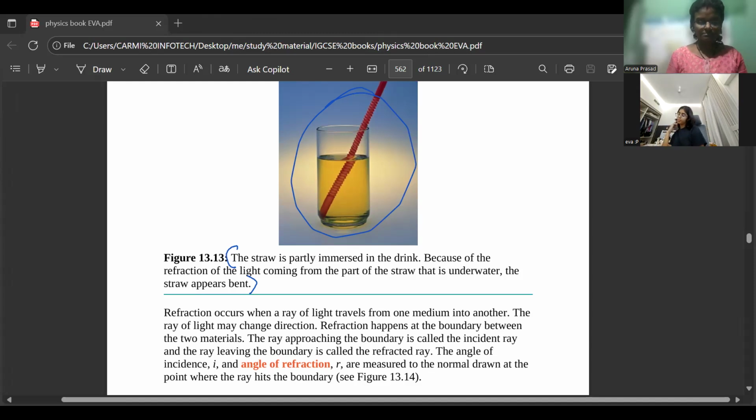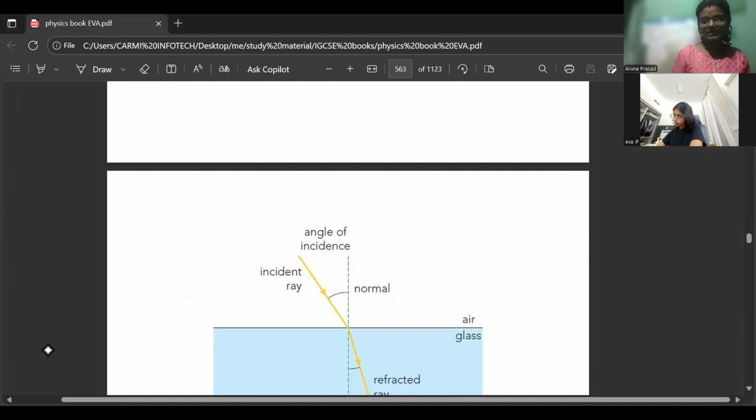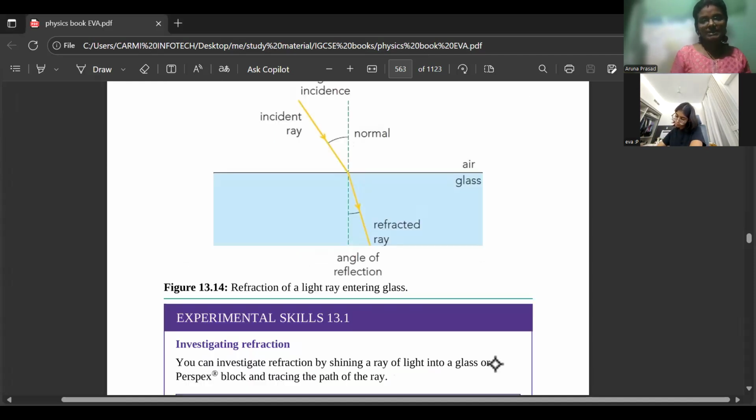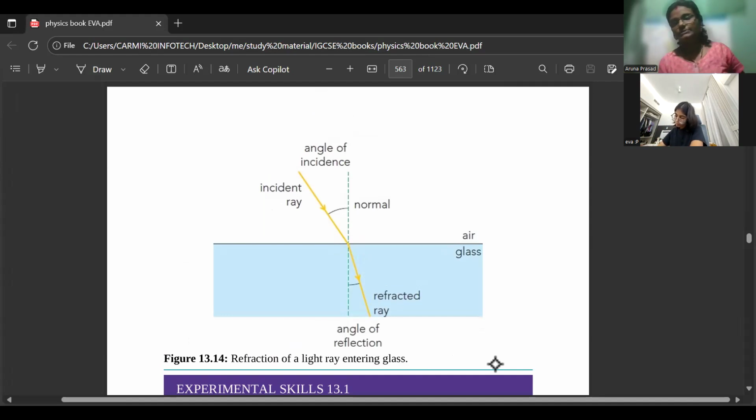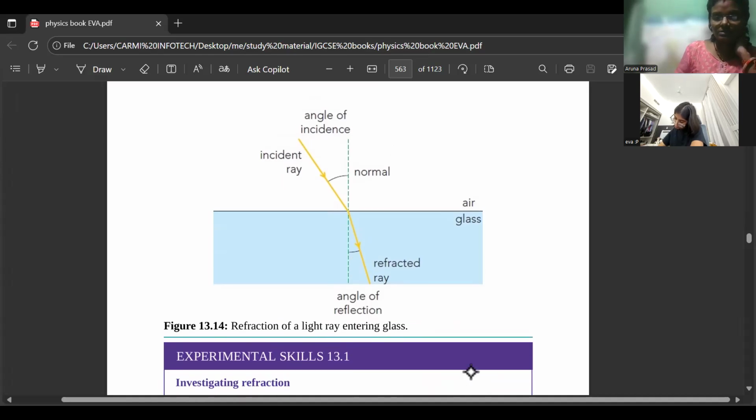Yes, I'm done. Okay. Now next, let us see how refraction takes place. See here, Eva, I will explain myself and then we will see what is written there. You will have to see here, Eva, then I can explain.